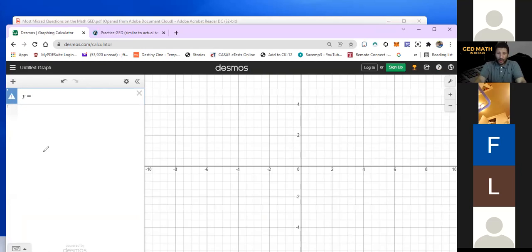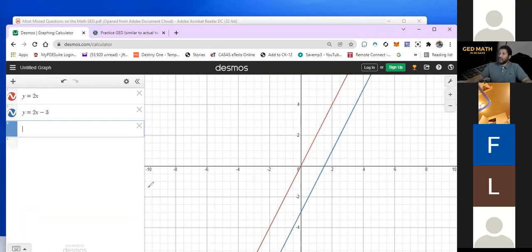Y equals 2x. Y equals 2x minus 3. If you notice, when you look at these two lines, they are parallel because what is the slope of this first equation?